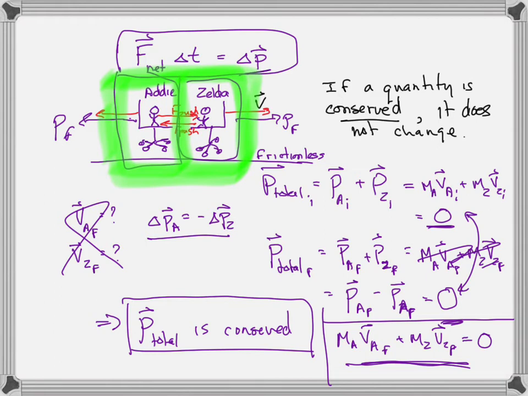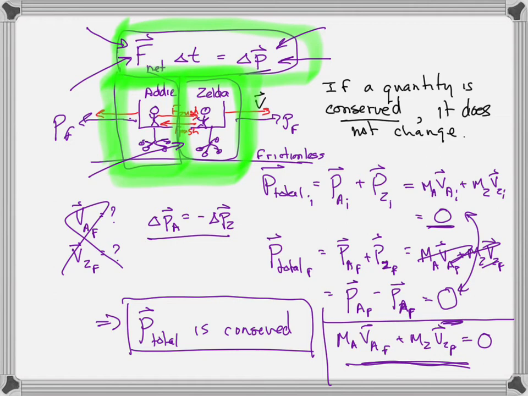You can actually see the requirement for momentum conservation from our top equation here, right? Our equation that we started with. We showed that Zelda's momentum changed because Addy exerted a net force on her. We showed that Addy's momentum changed because Zelda exerted a net force on her. So we call that an external force to the system, right? There was an external force on Zelda, which was Addy's force. There was an external force on Addy, which was Zelda's force.